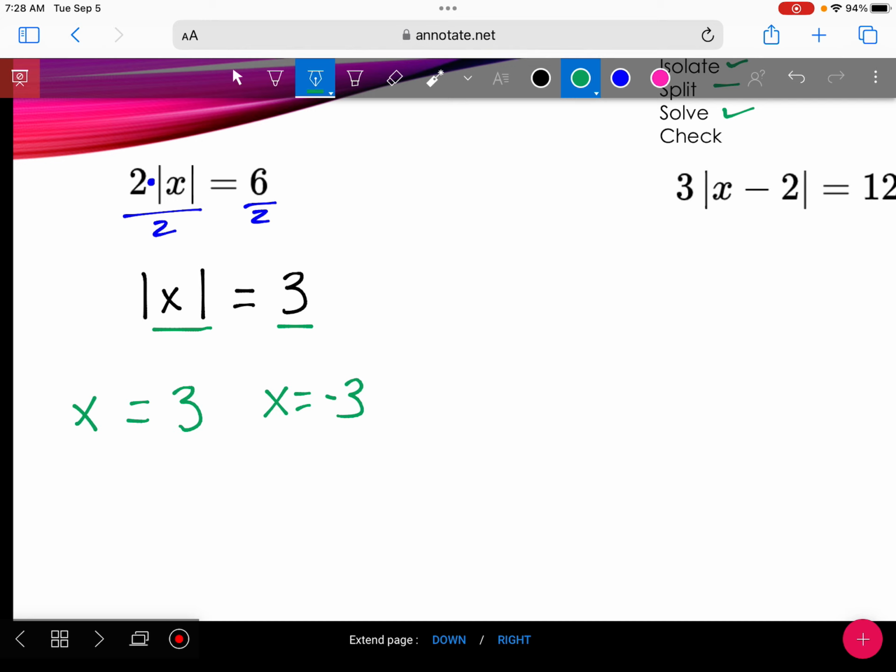If x is 3, absolute value of 3 is 3. 3 times 2 gives me 6. I checked it. Negative 3. The absolute value of negative 3 is positive 3. Positive 3 times 2 does give me 6. So that one works. We have 2 solutions here. We are going to have times when we have 2 solutions. We're going to have times when we have 1 solution. We're going to have times when we have no solutions.